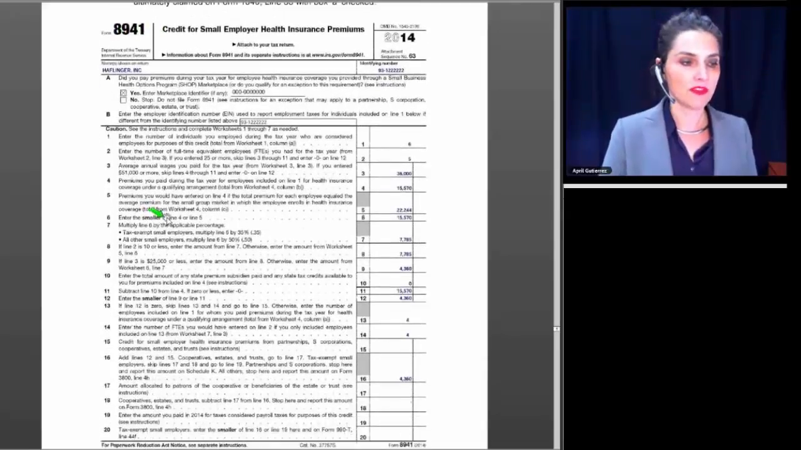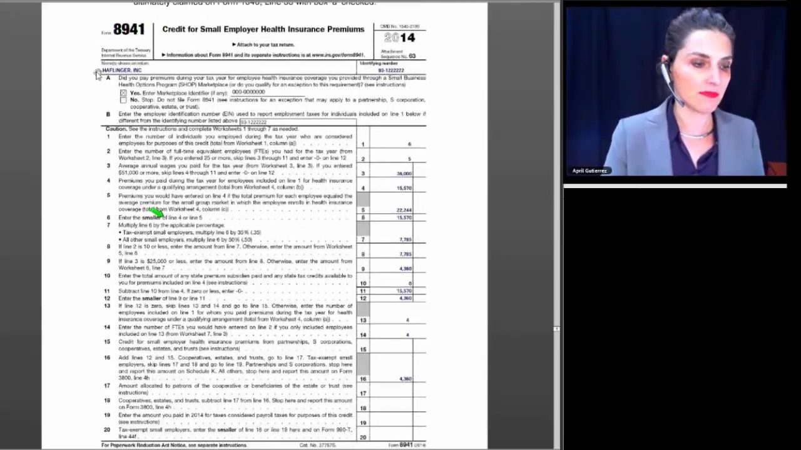And here is what the finished 8941 looks like. You can see up at the top, we enter the name that is shown on the return, the EIN of Haflinger Inc.